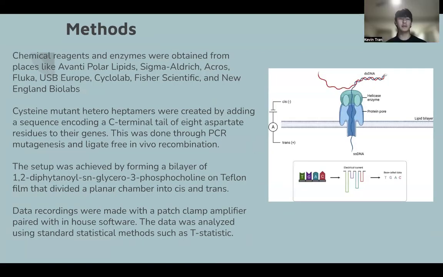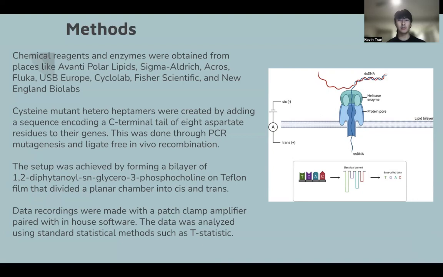So these are some of the methods that were utilized in this experiment. First, we're going to talk about how the team obtained the chemical reagents and enzymes. These were just bought from some established scientific suppliers, such as Avanti Polar Lipids, Sigma Aldrich, and Fisher Scientific. As for how the cysteine mutants were created, the heteroheptamers were created by adding a sequence encoding a C-terminal tail of 8 aspartate residues to the genes of the cysteine mutants. And this was done through PCR mutagenesis and ligase-free in vitro recombination.